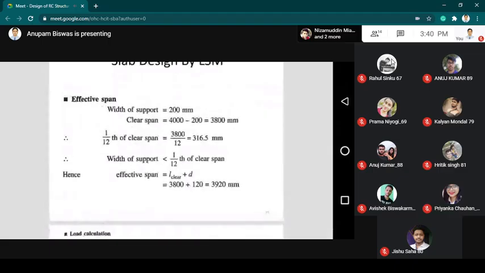So after this we have to first find the effective span. Given the width of the support here is 200 mm, so the clear span will be 4 meter minus 0.2 meter. So that is 3.8 meter, because it is the center to center distance of the support.